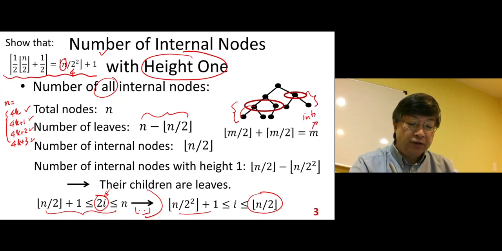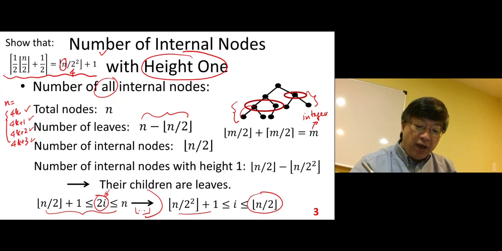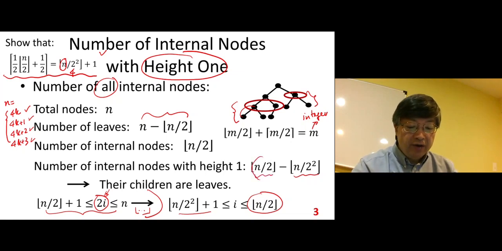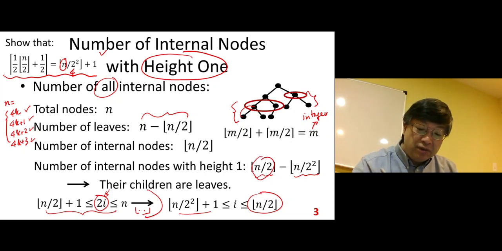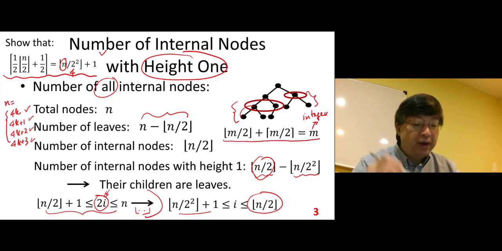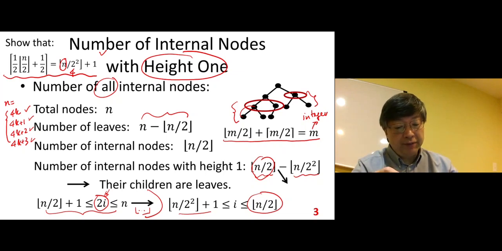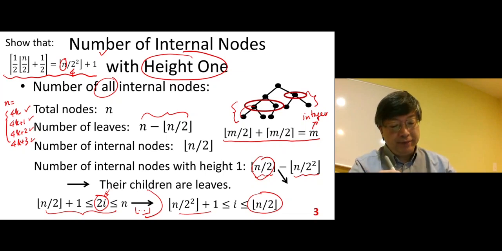Is an integer. But here, n divided by 4, n over 2, n over 4. This n over 2 is not necessarily an integer. That means we cannot apply this formula directly, because the condition is different. But we have another formula.